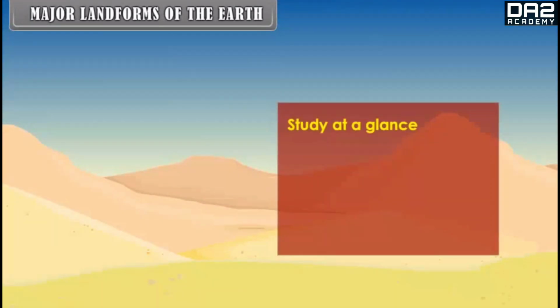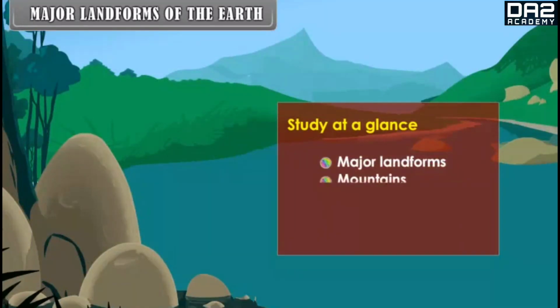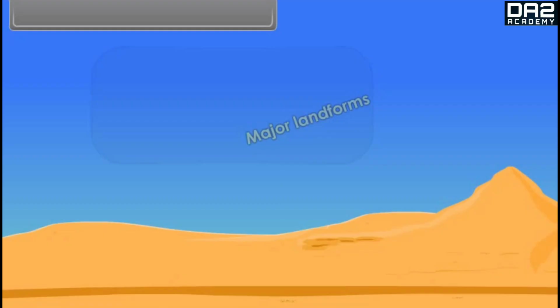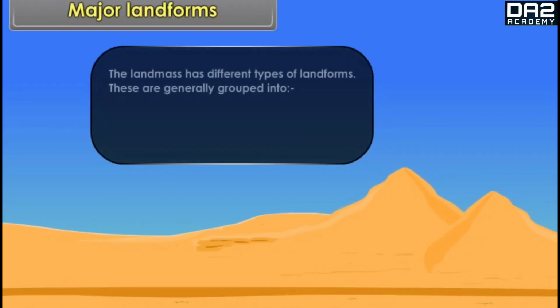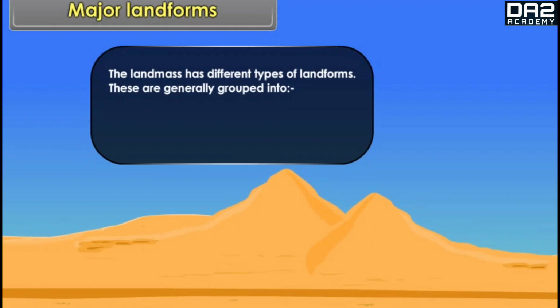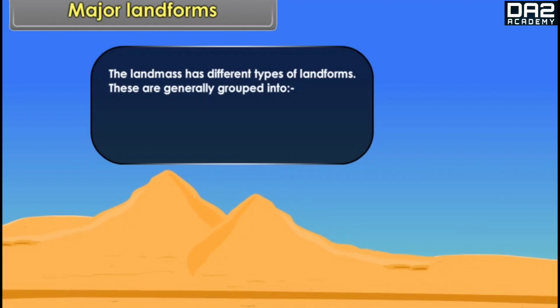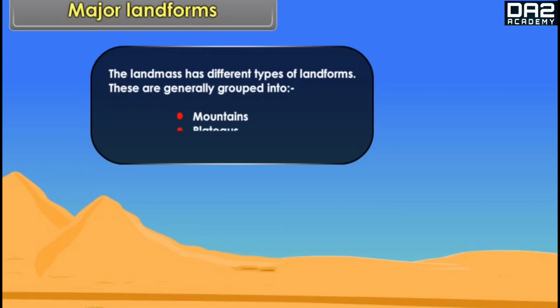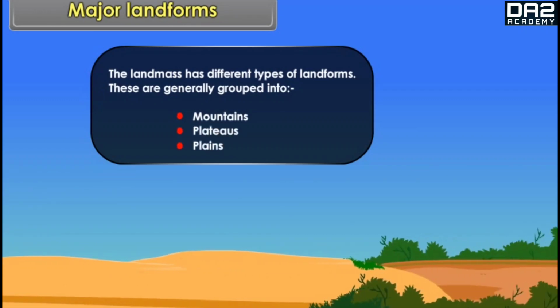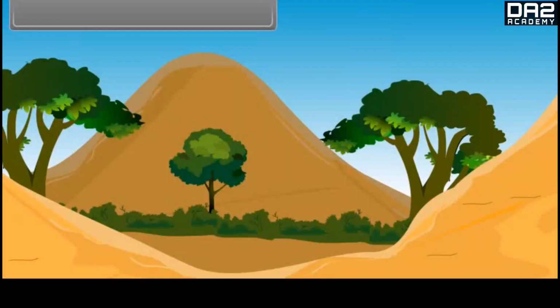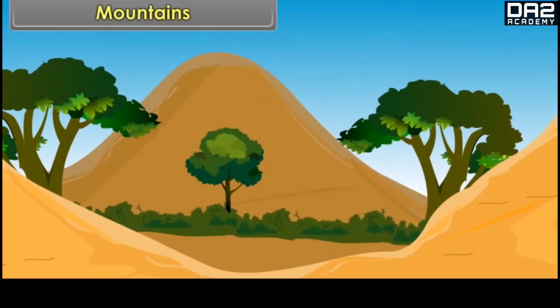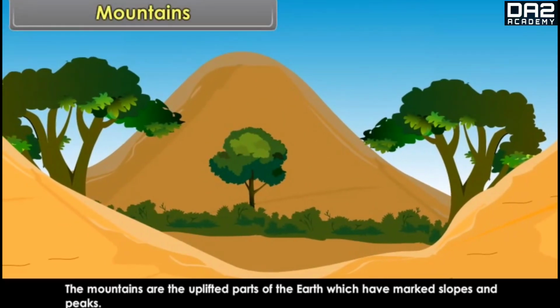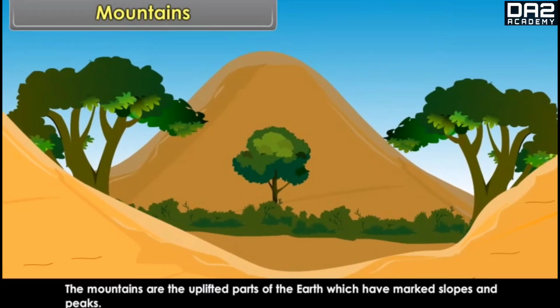Study at a glance. Major landforms: mountains, plateaus, plains, oceans. Major landforms. The landmass has different types of landforms. These are generally grouped into mountains, plateaus, plains. Mountains. The mountains are the uplifted parts of the earth which have marked slopes and peaks.